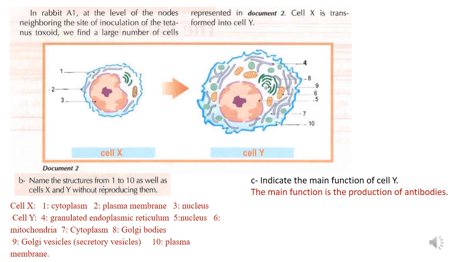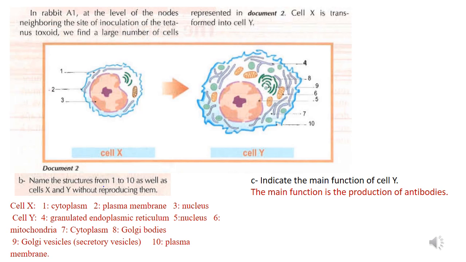Indicate the main function, or first, what is cell X? Cell X is LB, and cell Y is the plasma cell, and this is the lymphocyte B that transformed into plasma cell in order to be able to secrete the antibodies specific for the antigen, the tetanus toxoid antigen.